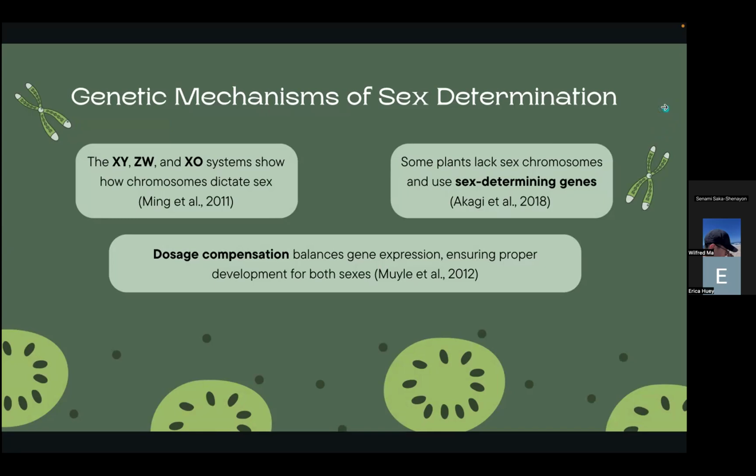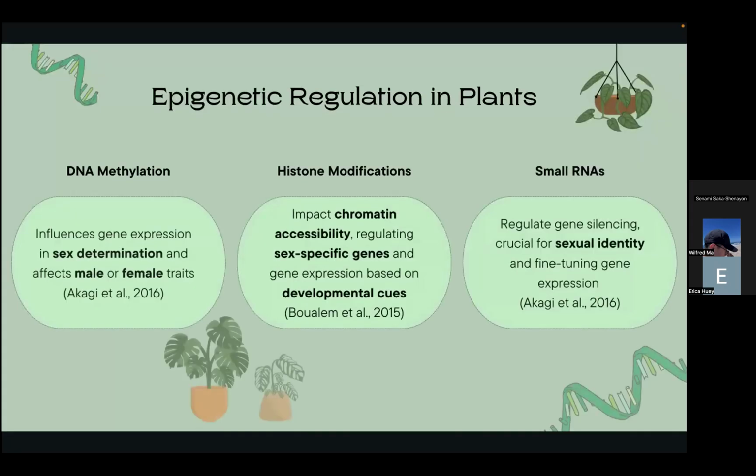However, genes alone don't determine everything. Gene expression can be fine-tuned through epigenetic modification. Epigenetic mechanisms act like switches, modifying gene activity without changing DNA sequences. There are three major players influencing sex determination. Firstly, DNA methylation adds methyl groups to the DNA, turning genes on and off. For example, in persimmon, methylation at the OGI locus determines whether a plant develops as female or male.